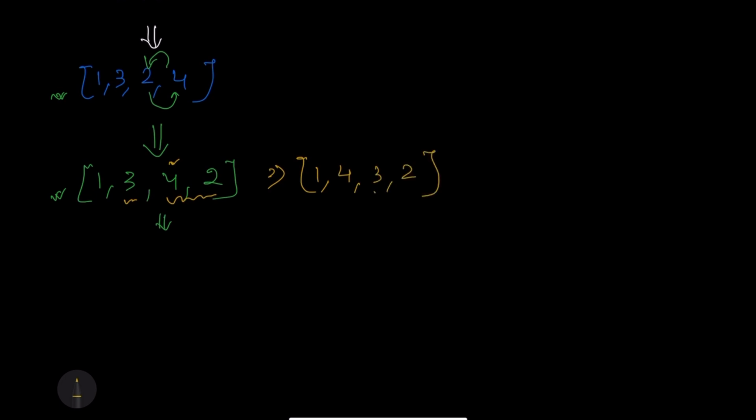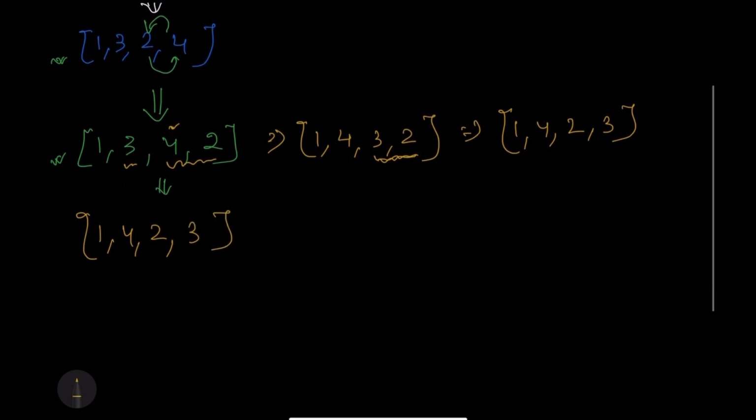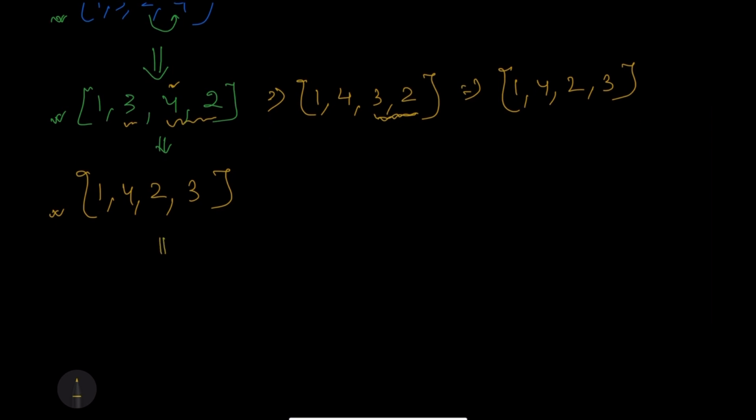Now what we will do? We will just reverse our decreasing subarray. So when we reverse it, we would get something like 1, 4, 2, 3. So this would be our next permutation. So let's try to find the next permutation for this one.